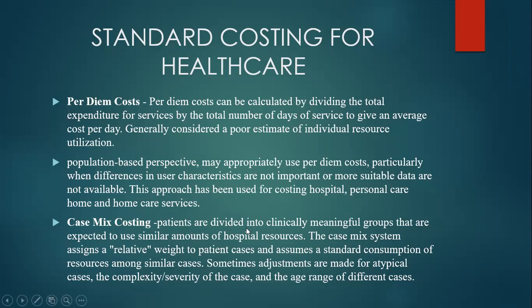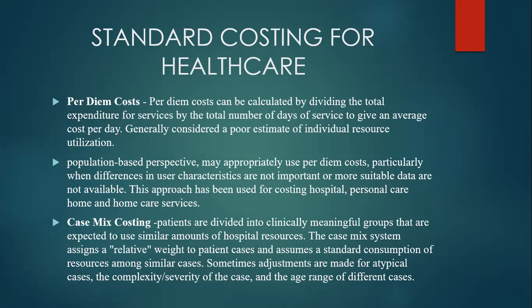Now here, patients are divided into clinically meaningful groups that are expected to use a similar amount of hospital resources. The case mix system assigns a relative weight to patient cases and assumes a standard consumption of resources among similar cases. So all patients who are coming for surgery, or even a particular kind of surgery, you group them. All patients who are coming for treatment for severe malaria, you group them. Patients who are coming for renal treatment, you group them. So here you classify your patients because you have information.